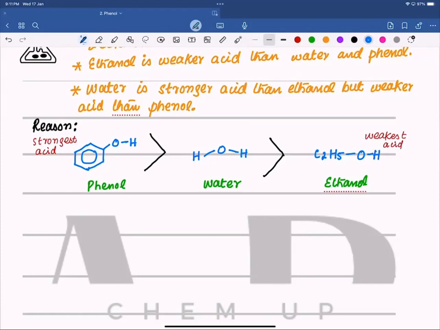Actually, the OH bond is a polar bond due to the electronegativity difference between oxygen and hydrogen. So when hydrogen ions are produced, they are released from the hydrogen which is bonded to oxygen. Is this point clear to all of you?